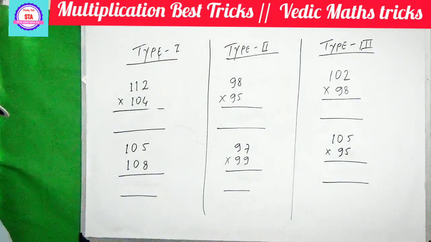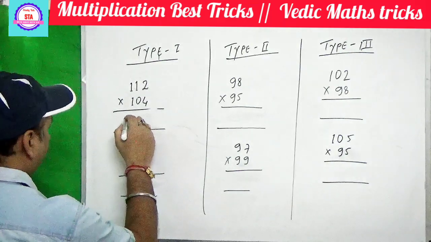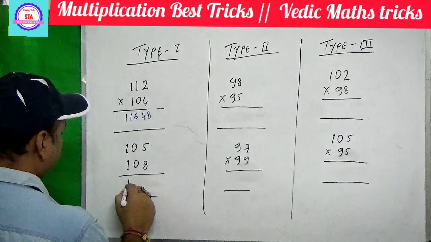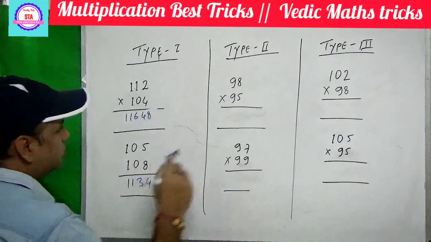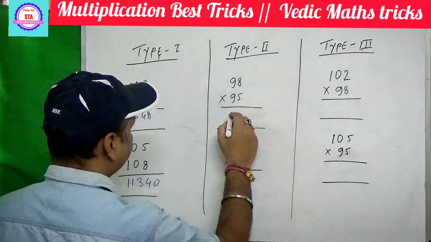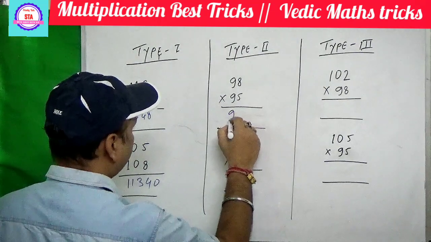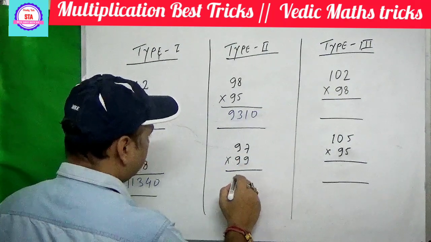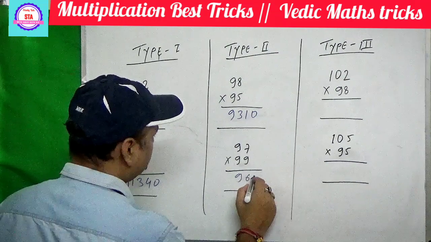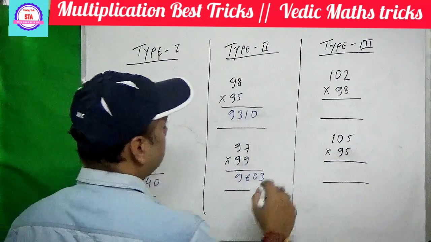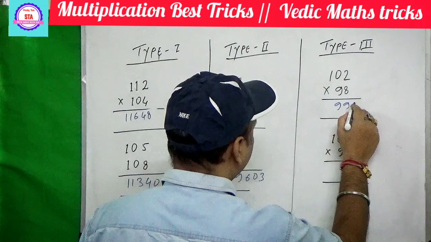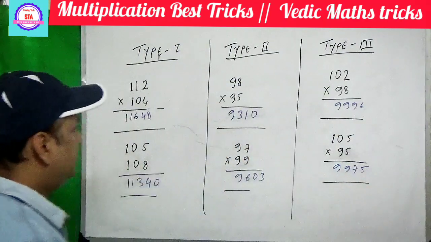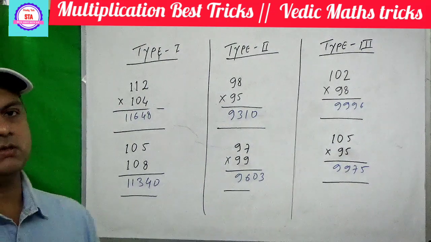You see and watch that I will multiply. 1130. 9310, that is 9603. 9996. 9975. You see that I will multiply all these questions in just a few seconds.